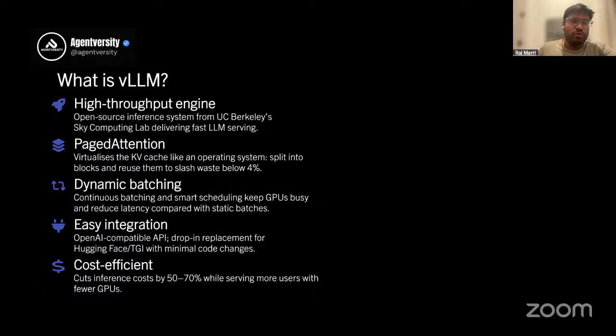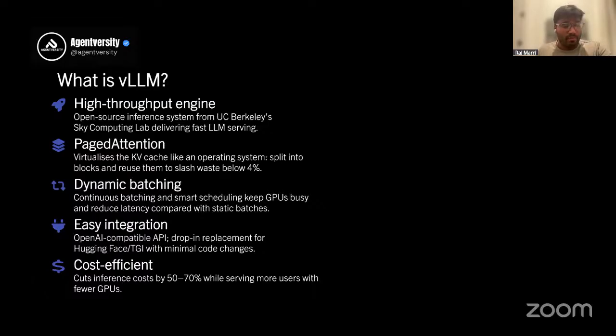So instead of doing that, we do dynamic batching, where you do continuous batching and smartly schedule the GPUs so that they're always busy. You're also reducing the latencies, because now if someone's sending a small request, they should get the reply really fast. They should not just keep waiting there.